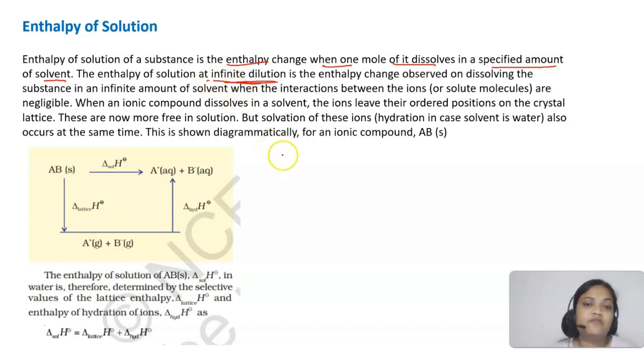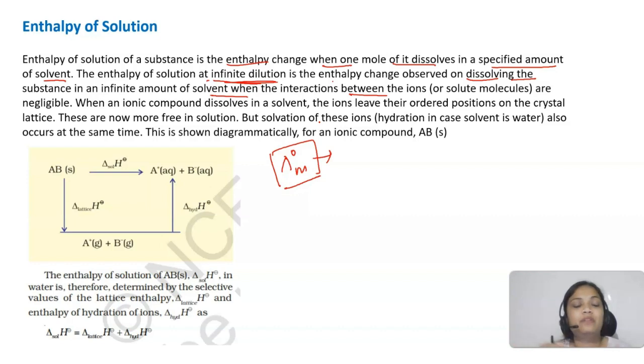I hope you know what infinite dilution is. Like we have studied molar conductivity at infinite dilution also, right? Where the concentration is very less, we are using infinite amount of solvent. So it is the enthalpy change observed on dissolving the substance in infinite amount of solvent when the interaction between ions is negligible, because at that time solute molecules are negligible only, infinite dilution, so their interactions will also be negligible. So at that time that enthalpy will be the enthalpy of solution at infinite dilution.